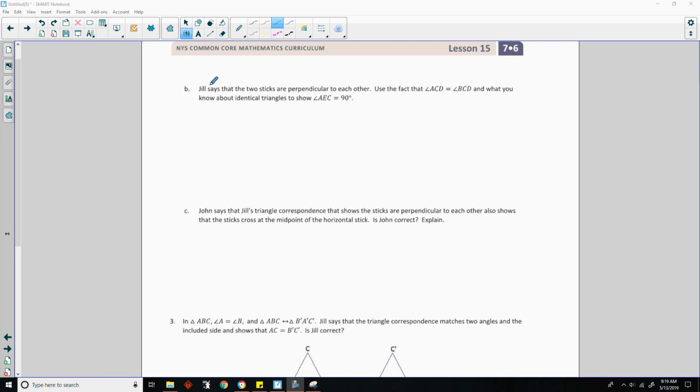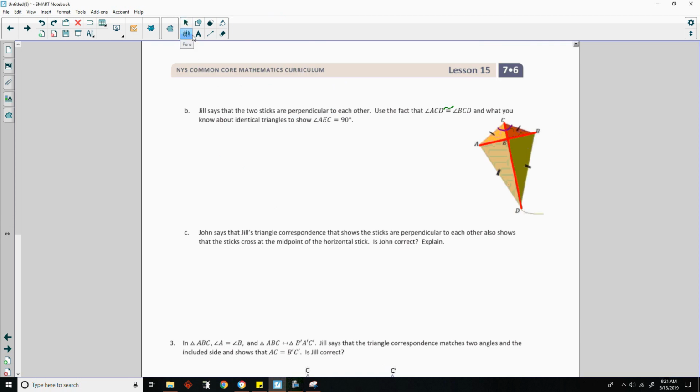Okay, page 3, number B. Letter B. Jill says that the two sticks are perpendicular to each other. Okay, we're still talking about the kite on the problem before. Use the fact that angle ACD is congruent to angle BCD, and what you know about the identical triangles to show angle AEC is 90 degrees.